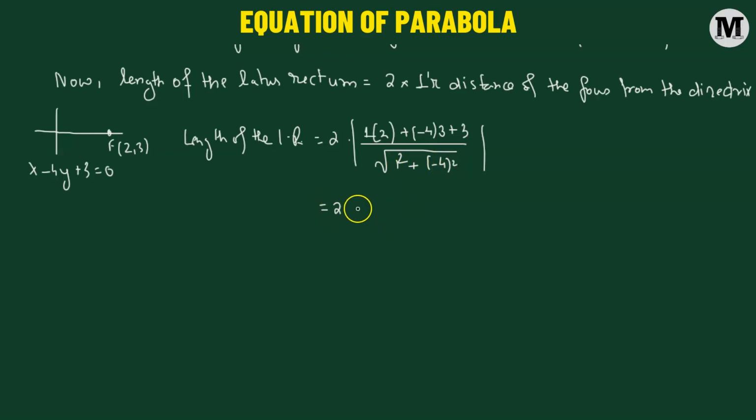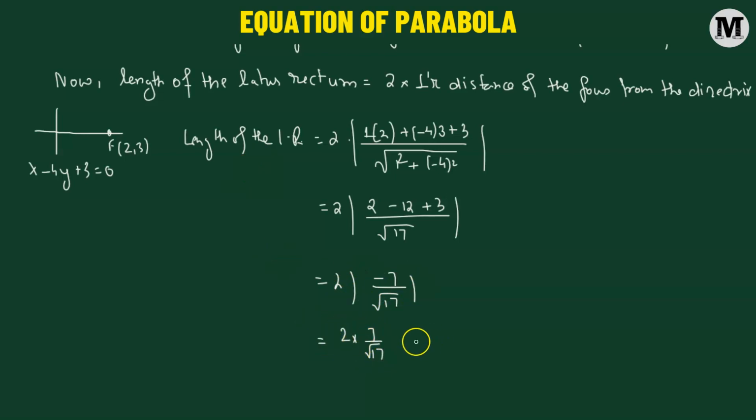This will be equal to 2 times the absolute value of 2 minus 12 plus 3 divided by the square root of 17. That will be equal to 2 times the absolute value of 5 minus 12, so that will be negative 7, divided by the square root of 17. Since we're calculating the length, we're only going to consider the positive value. So we have 2 times 7 over the square root of 17, or simply put, 14 over the square root of 17, and this is going to be the length of the latus rectum of the parabola.